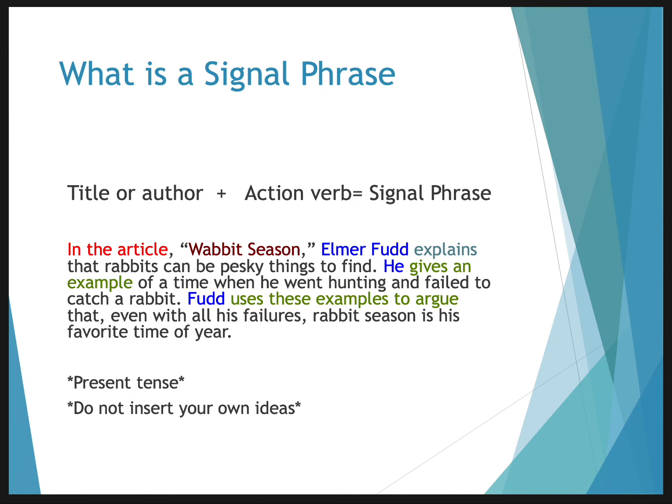So things about signal phrases and things about summaries, they should be in present tense. Whenever you're talking about a text, we always refer to that in the present tense. So he gives, he writes, he explains, he uses. Because a text is kind of perennial. It just always exists. So we always use present tense for it. If you were actually talking to someone, like you're recounting an interview you had with Mr. Fudd here, then you could use past tense. But if you're talking about something that was written, present tense.